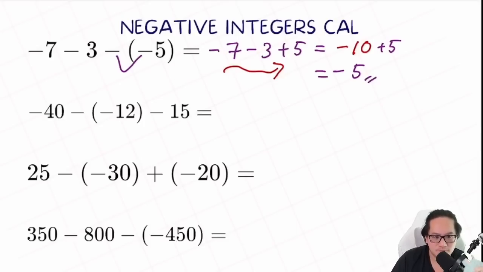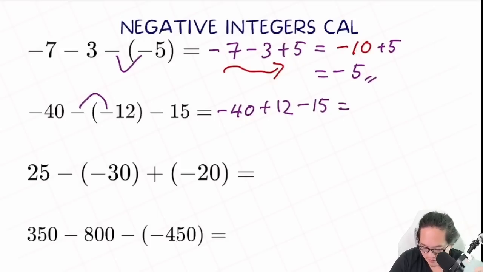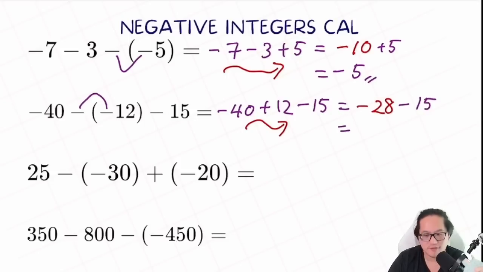Let's do another one. Negative 40 minus negative 12 minus 15. So let's convert this sign right here, right? So it will be negative 40 plus 12 minus 15. Again, left to right, PEMDAS rule. So negative 40 plus 12 is equal to what? Negative 28 minus 15. Negative 28 minus 15, the answer is still negative, equal to negative what? 28 plus 15 equal to 43.